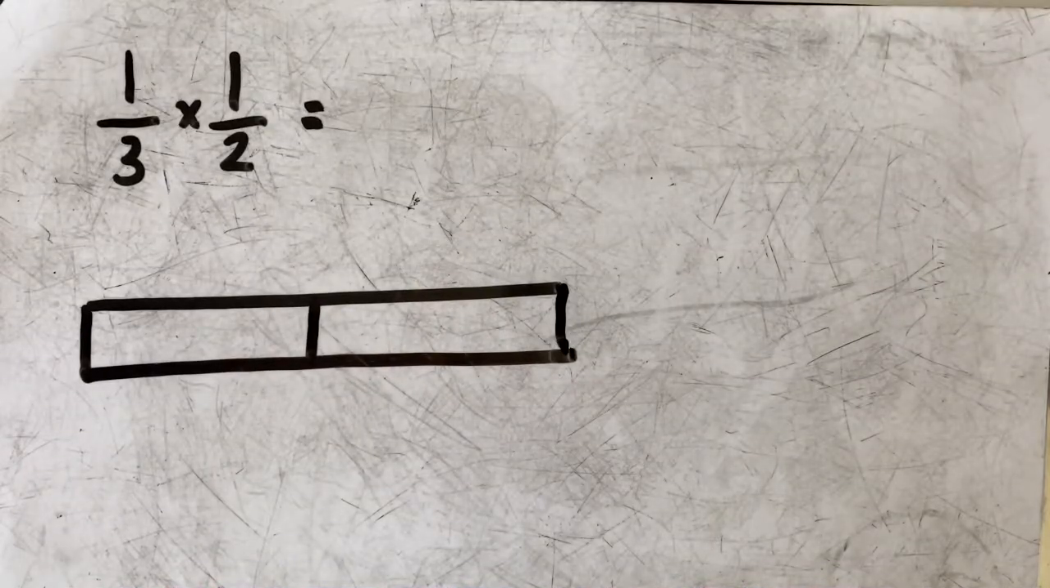Good morning, Year 6. In today's maths, we are learning to multiply fractions. So let's have a look at what actually happens when you multiply two fractions together. So we're going to find 1/3 of a half.